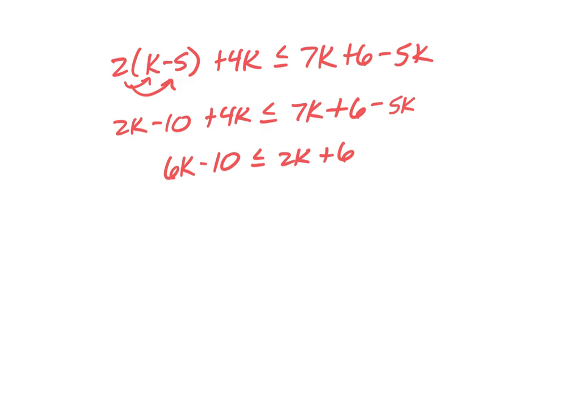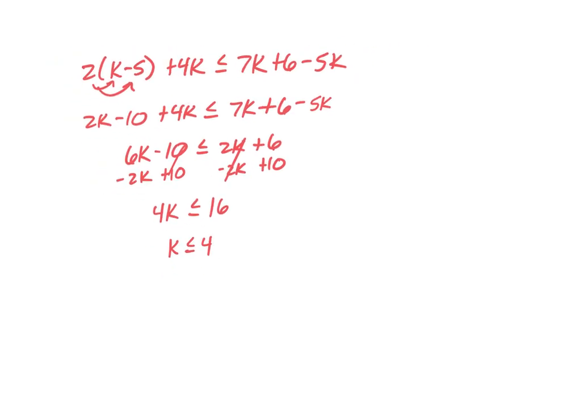And now we're going to get our k's together. So because we're going on opposite sides of the inequality, I'm going to subtract 2k. Addition and subtraction never makes me flip my sign. So if I subtract 2k, that's okay. My sign's going to stay the same. So we now get 4k is less than or equal to 16. K is less than or equal to 4.